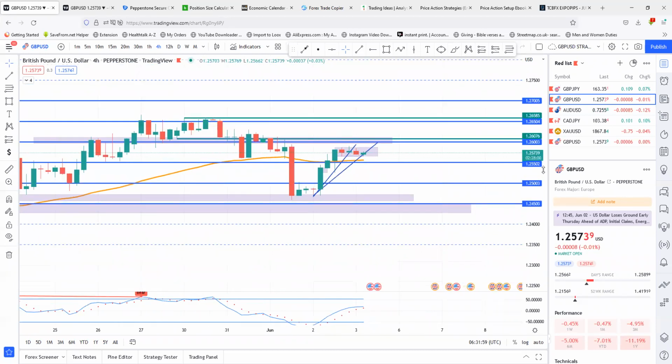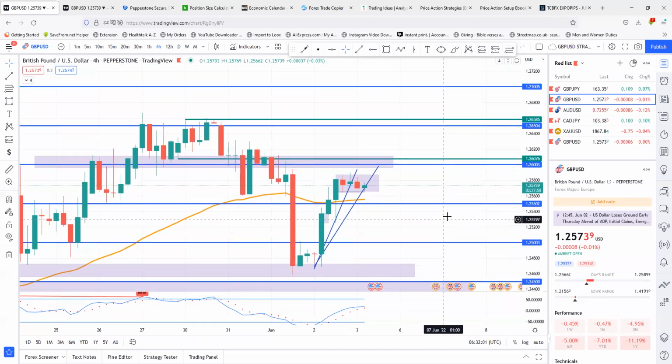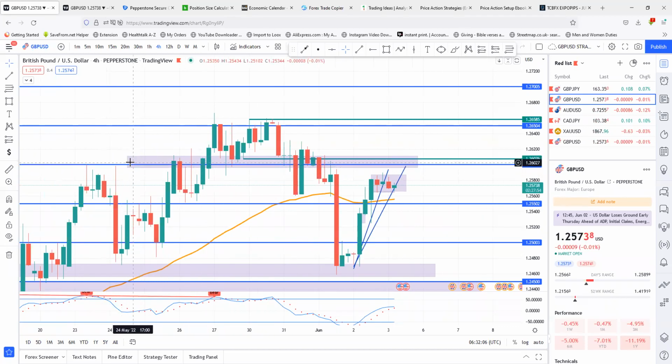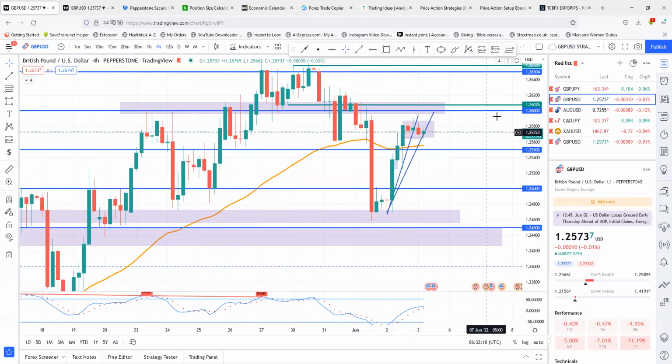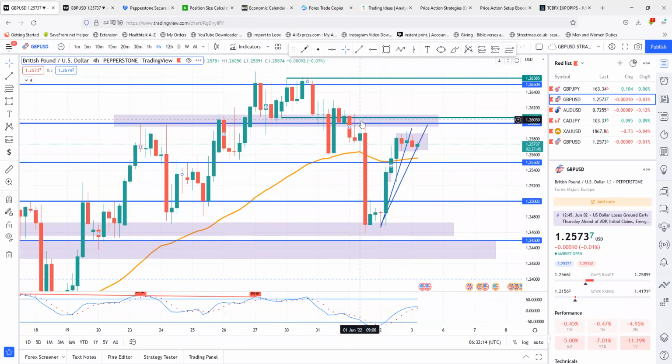What you see on the 4-hour is very important. We have a major key resistance up there, which is 1.26000, a major psychological zone. And on top of that, we also have the low of the week below that.